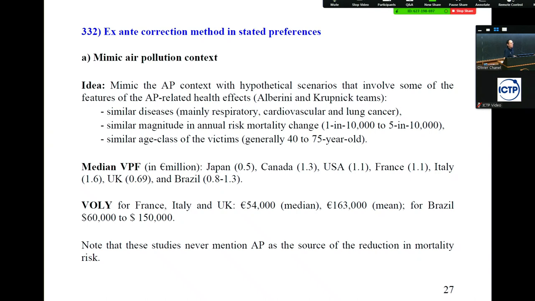And there are two other ways to account for the fact that death due to air pollution differs from other types of death. One way is to mimic the air pollution context. That is, in your stated preference scenario, you propose a type of risk which is very close to the one we observed in the context of air pollution, that is similar disease, mainly respiratory, cardiovascular, and lung cancer, a similar magnitude of annual mortality risk changes, one in 10,000 or five in 10,000 per year, and a similar age class of the victims, between 40 and 75 years old. So you do not say that in your scenario you are dealing with air pollution, but the type of risk you present and for which you ask people to do a trade-off between money and the diminution of this risk is the same as the one we observed in the air pollution context.